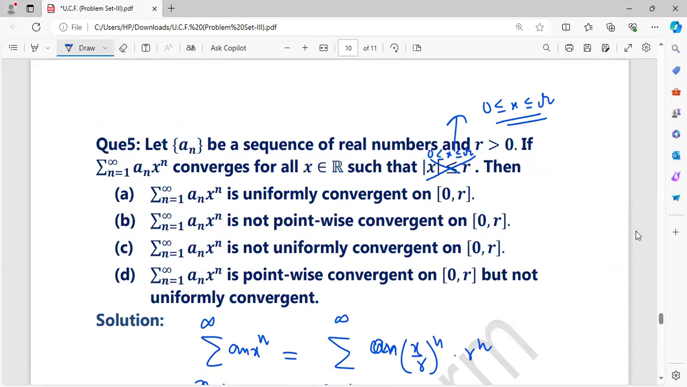The first option is correct. The second option is not correct, because the series converges uniformly, so it will converge pointwise. The third option is not correct because it is uniformly convergent. It's pointwise convergent but not uniformly, this is also not correct. So the first option is correct. Okay, so we have done all the questions.